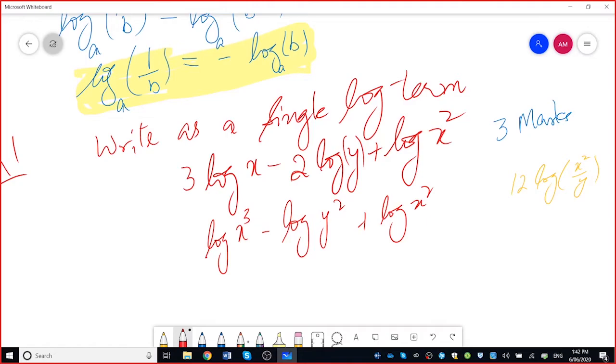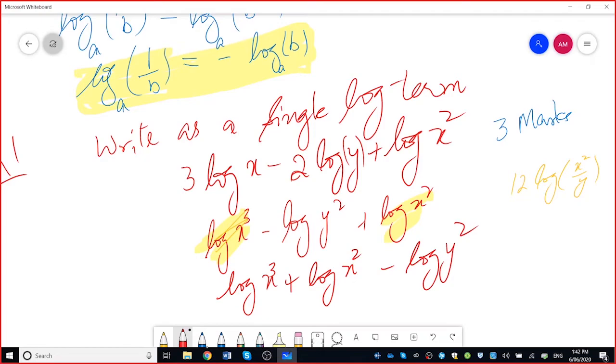Plus log x square. So far, so good. I see that these two are similar. So this and this are similar, so I bring them together. So this becomes log of x cube plus log of x square minus log of y square. So far, so good.